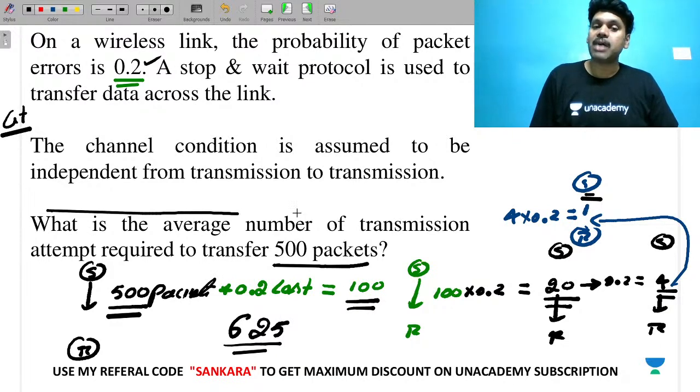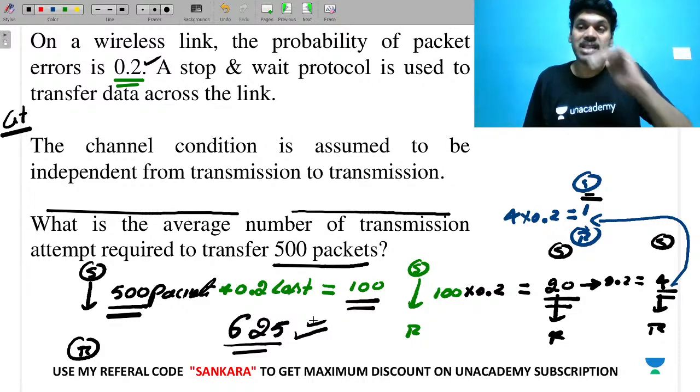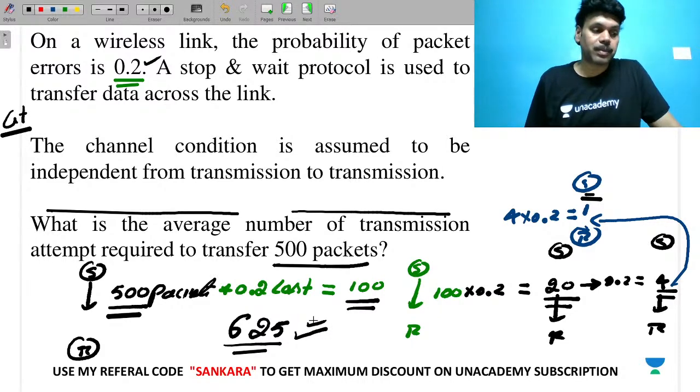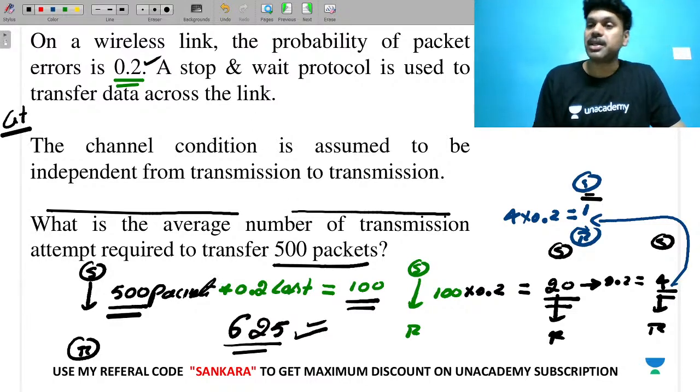625. What is the average number of transmission attempts required? It is nothing but 625 frames I have sent. So how did you get this? You got this using such a long equation. Instead of that, there is a shortcut.